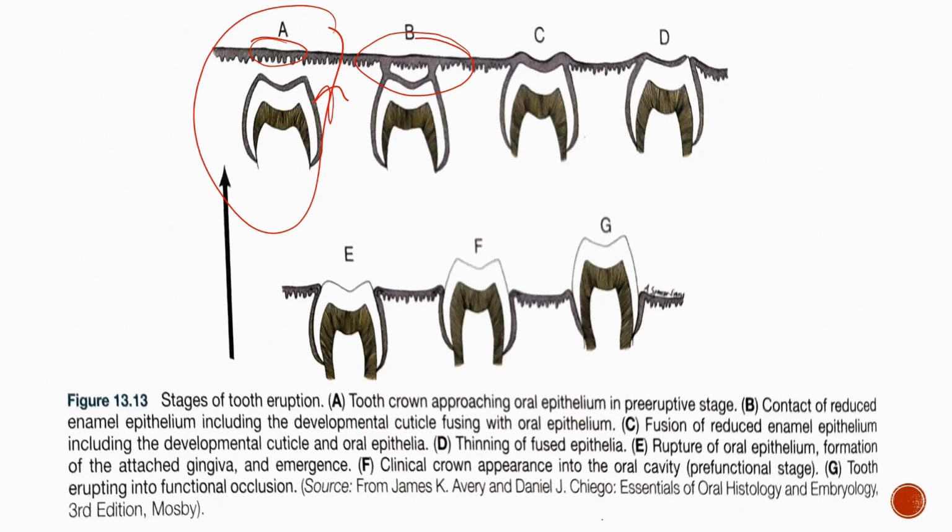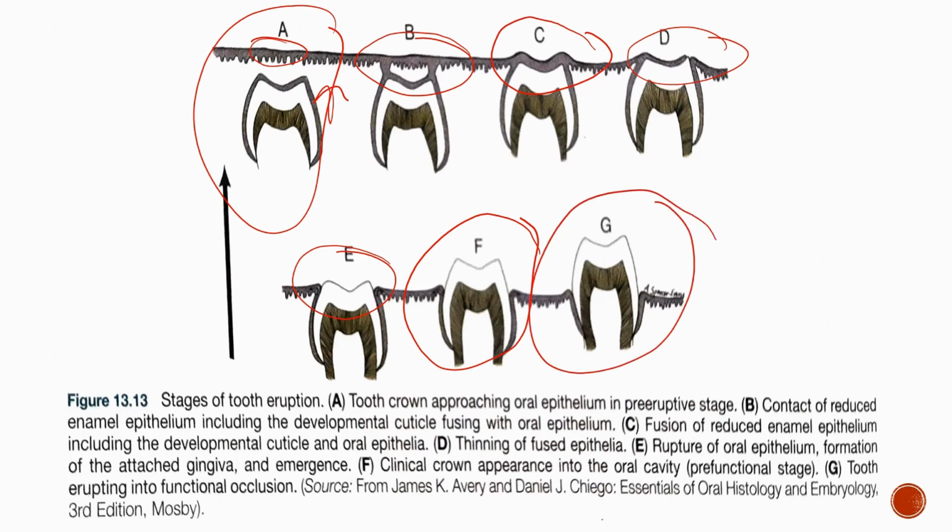Fusion of the reduced enamel epithelium, including the developmental cuticle, and the oral epithelium in the C part. In the D part, thinning of the fused epithelia. In the E part, rupture of the oral epithelium of the attached gingiva and emergence of the tooth. F part, clinical crown appearance into the oral cavity, the pre-functional stage. You can see a quarter or half of the crown has erupted. Now the G part, the whole tooth is in functional occlusion.